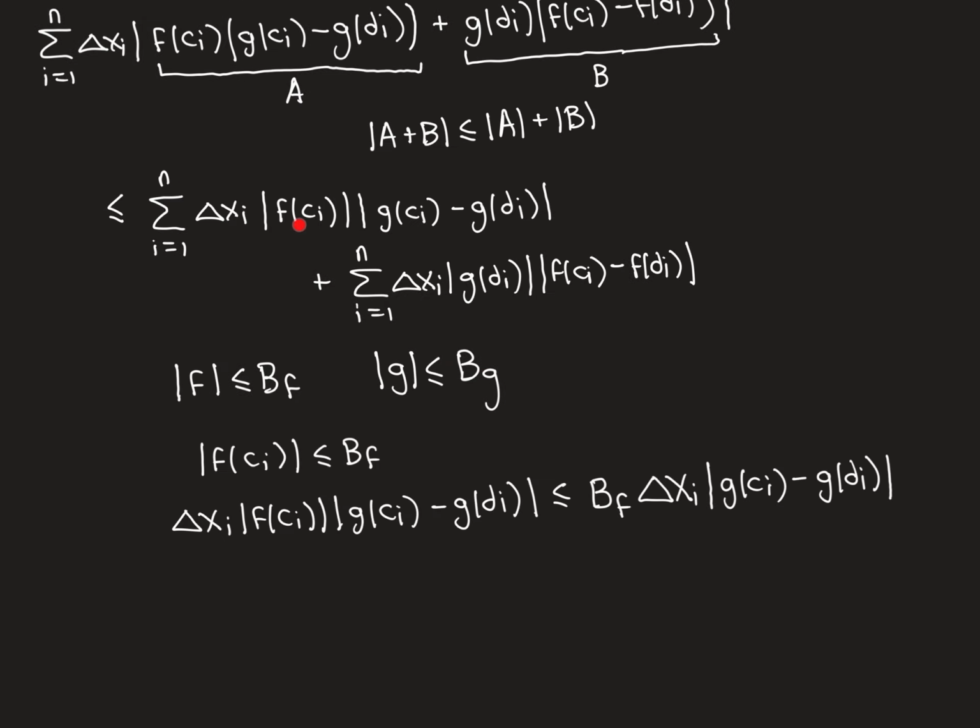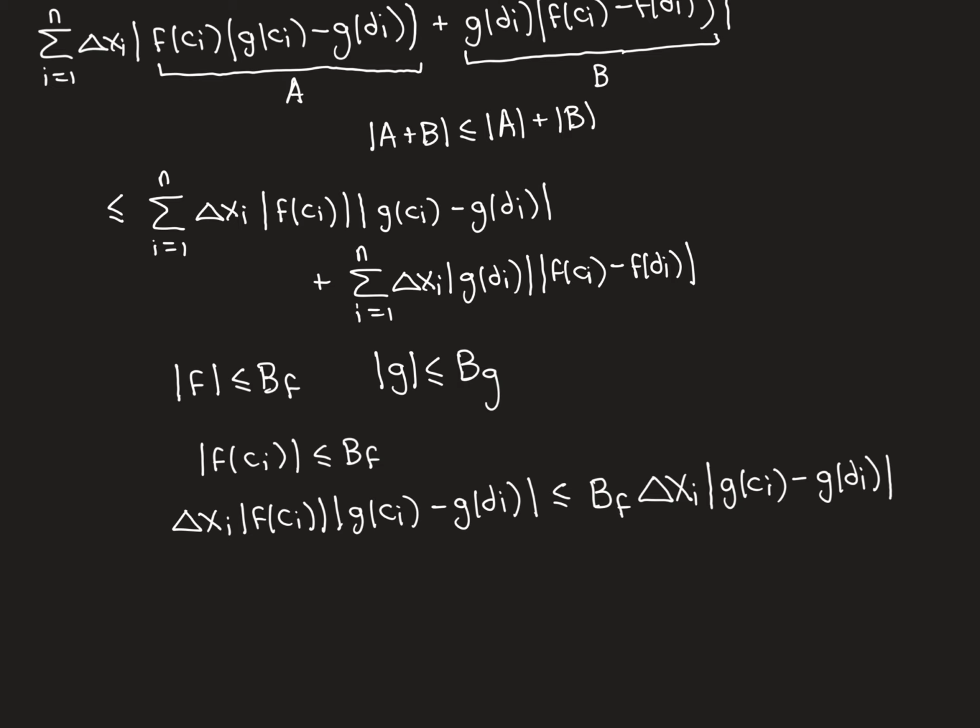So let's start with the function f. All of these values, ci's, for i equals 1 to n, are all inside that interval ab. Therefore, the modulus of f of ci is always going to be less than or equal to this bound for the function on the interval ab. Now, of course, we really have n inequalities there, because this is true for i equals 1 all the way up to n.